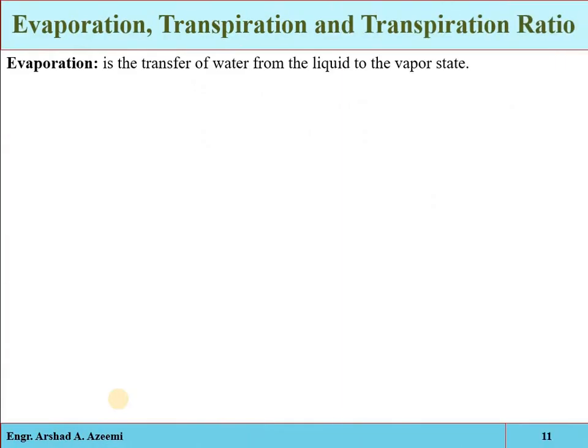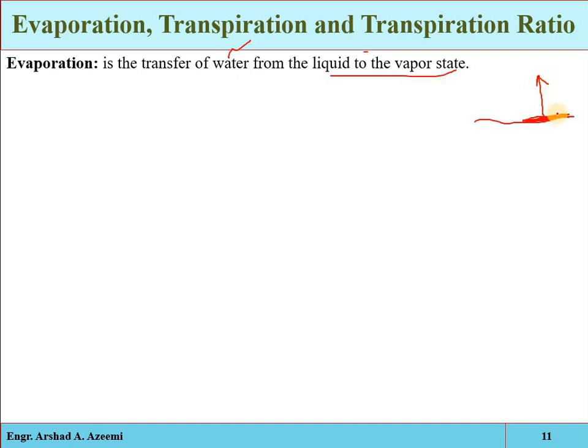Again, we have different terminologies. Evaporation is the transfer of water from the liquid form into the vapor state. Evaporation will occur from the water surface. Actually, on the earth surface, if there is water available, it will act like a thin sheet of water. Then that water will be evaporated into the atmosphere.